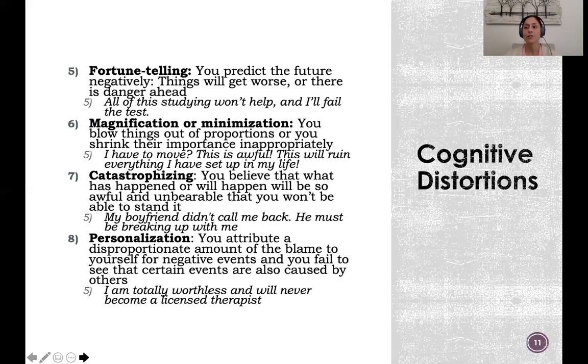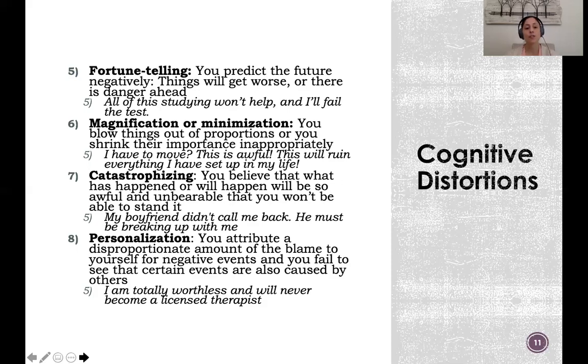Okay. Here are some more. Fortune telling, predicting the future negatively, likely coming from a negative view of the world and the future. Okay, all of this studying won't help. I'm going to fail anyway. I'm not going to go out on this date. He's going to break my heart, something like that.